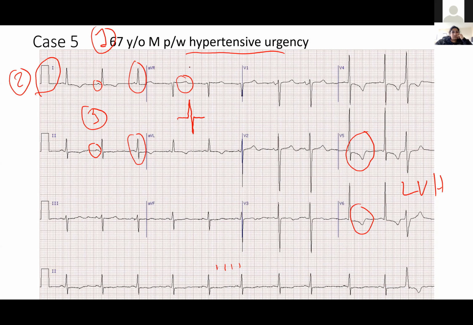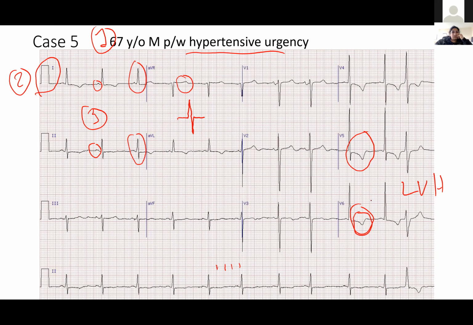There are several criteria, I'm just going to name them. Sokolow is one of the ones that you will use the most. You will use Cornell criteria as well. There's also Peguero criteria, and there's the Romhilt-Estes point system. But in general, when you see LVH and then you see T waves inverted here, anyone would be concerned that this is ischemia, yes or no?